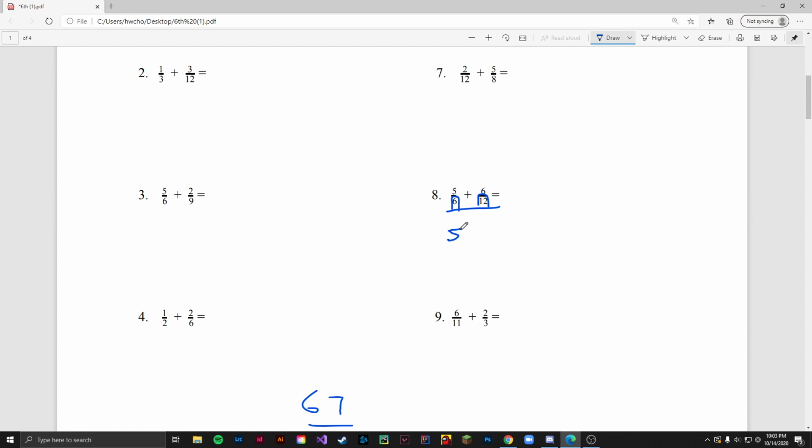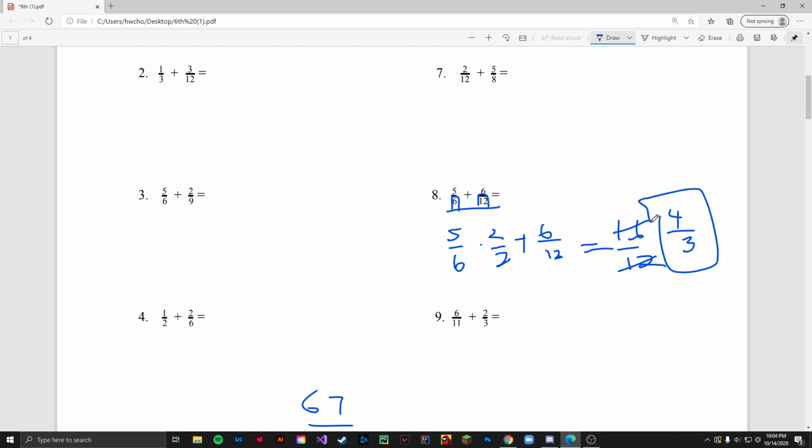So you get 5 over 6 times 2 over 2 plus 6 over 12. Well, 5 times 2 is 10. 10 plus 6, 16 over 12. If you want to simplify further from here, then you can just go like boop, and you can get 4 over 3.